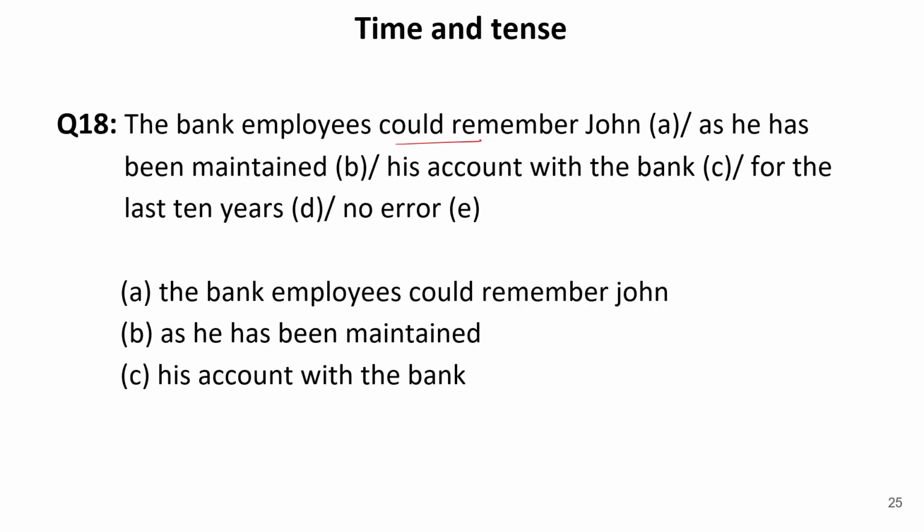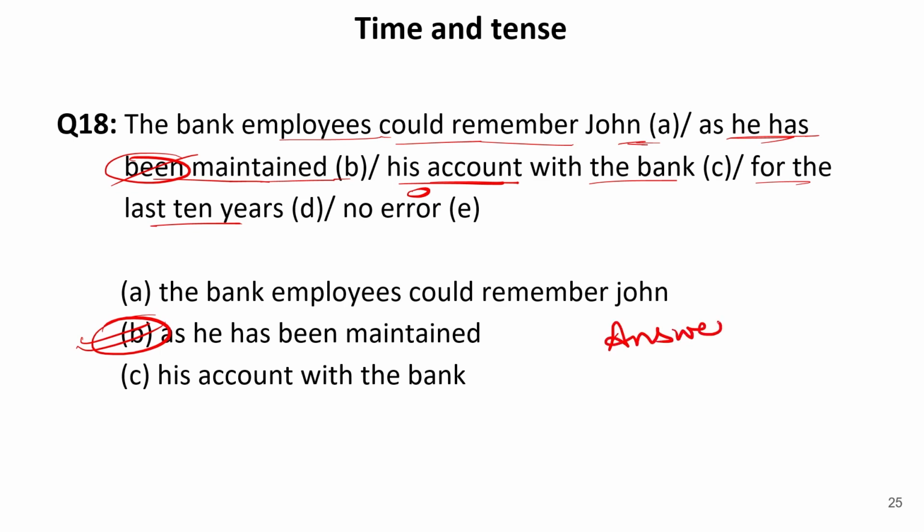The bank employees could remember John as he has been maintained his account with the bank for the last 10 years. Now, this is again very simple. "He has been maintained" refers to a passive voice sentence, whereas here we need an active sentence because his account is the object with the bank. Now, who has maintained this account? John, as he has maintained his account with the bank for the last 10 years. Now, this "been" is incorrect over here. So, the error is in part B. So, our answer is B.